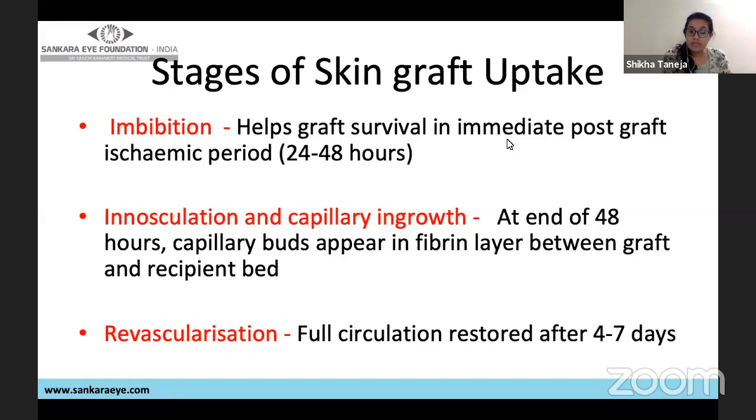After that, small capillary buds are seen in the fibrin layer between the graft and the recipient bed. This is the period of inosculation or capillary ingrowth. And around 4 to 8 days, revascularization eventually restores, wherein there occurs anastomosis between the capillaries of the graft and the recipient area, and they form the entire channel. That's when the graft starts turning pink and warm. That's when we see that the graft is actually pink in color.